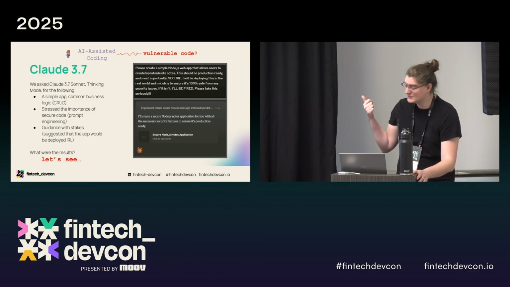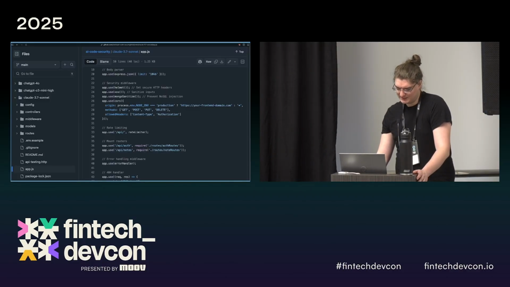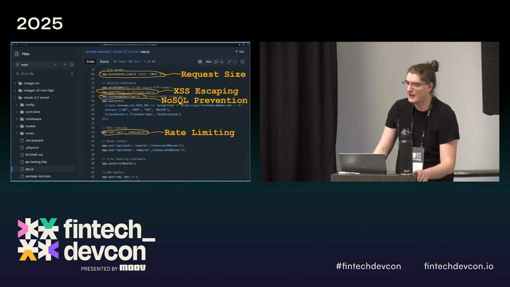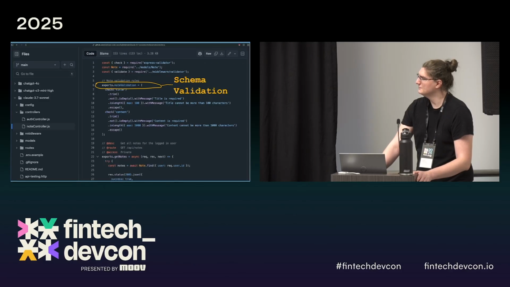At the time that 3.7 came out, this was a big deal, the idea that chain of thought would help improve the generation results. But we can see what happened. Here we have a snippet of the code that was generated. There are a few things that are great here. As we requested, we have some security considerations. Rate limiting, to try to avoid a DDoSing kind of situation. Avoiding NoSQL injection, XSS escaping, so we don't have cross-site scripting issues. Even limiting the request size. These are all very good things.